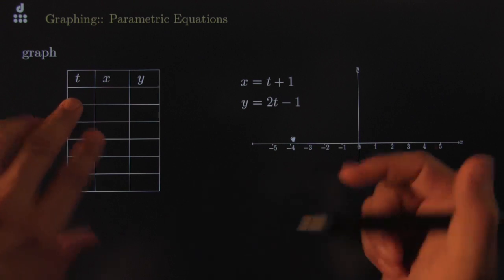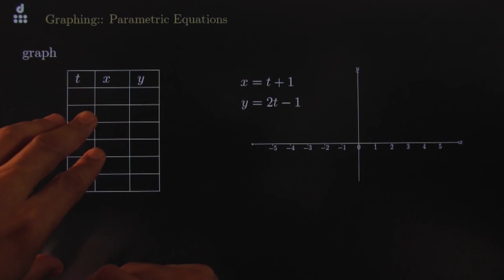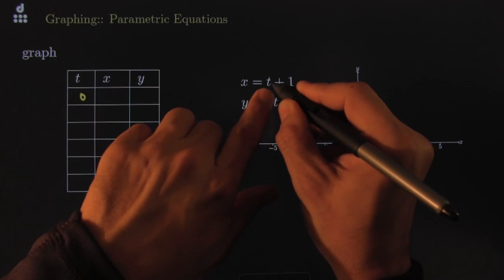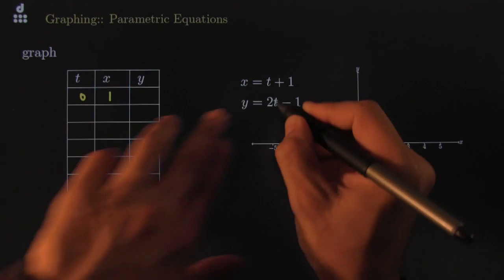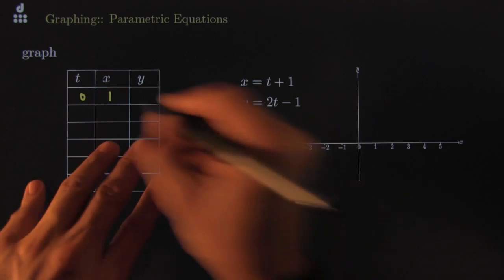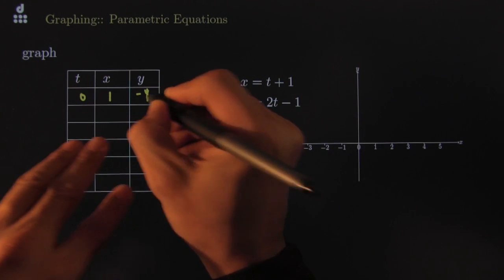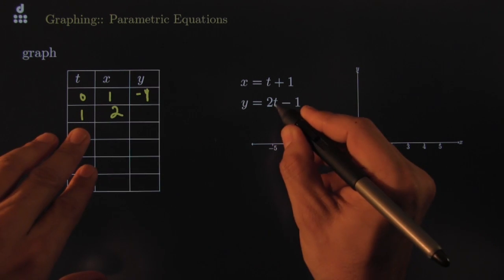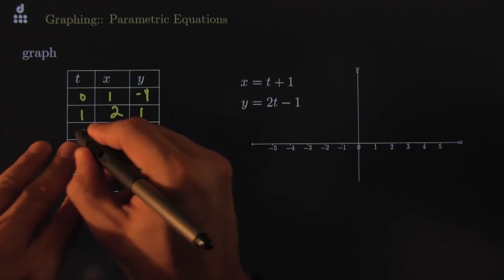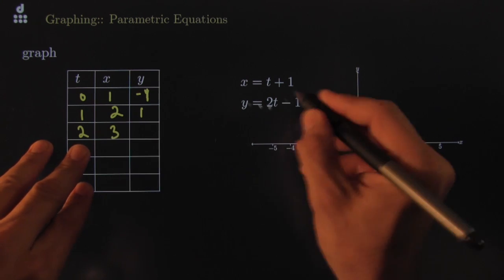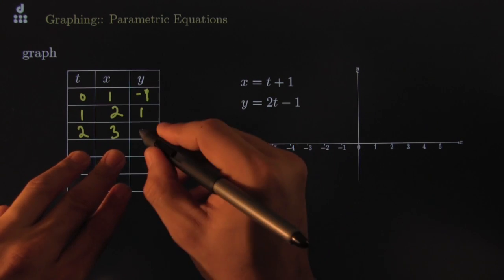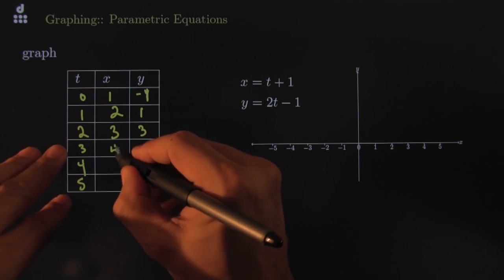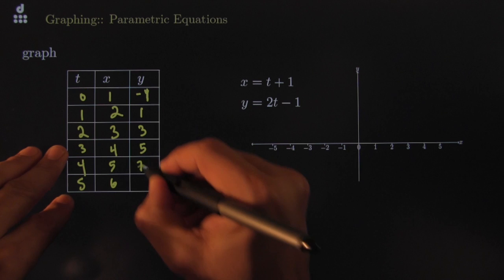We add another column on our table, t, and then we pick certain values for t, whatever you want. And so we could go with 0. When t is equal to 0, that would make x equal to 1, and y equal to -1. When t is equal to 1, that would make this 2, and this 2 minus 1, which is 1. When t is equal to 2, that would make this 3, and this 4 minus 1, which would be 3, etc., etc. 3, 4, 5, a few of these. 4, 5, 6, 5, 7, 9.